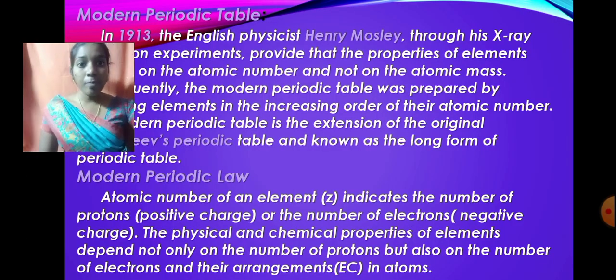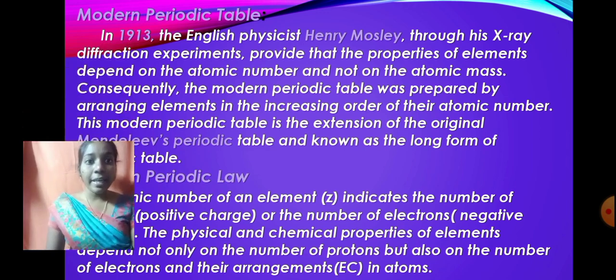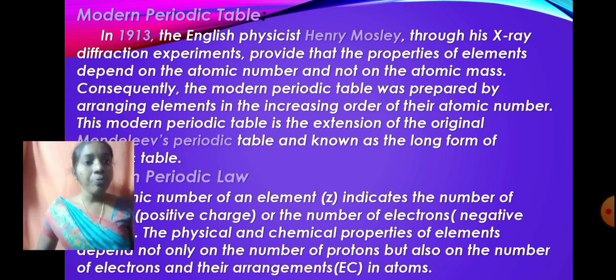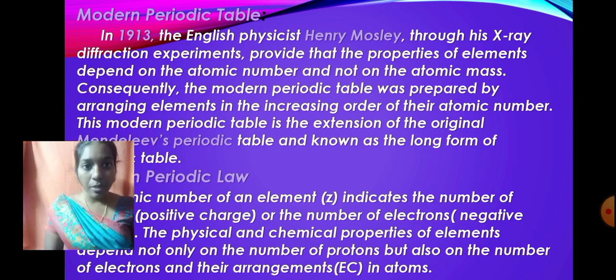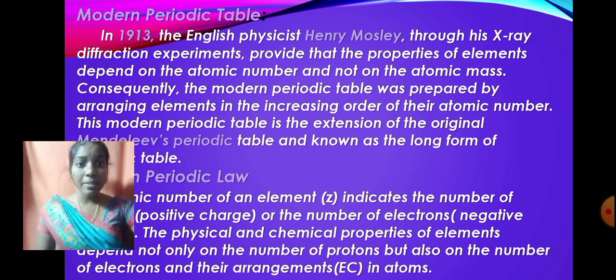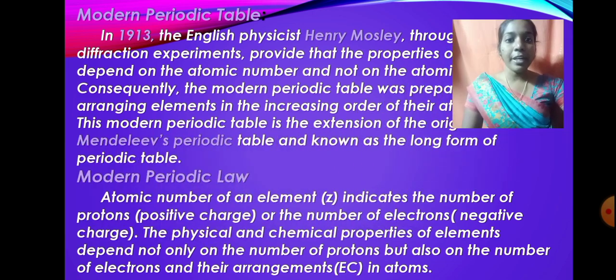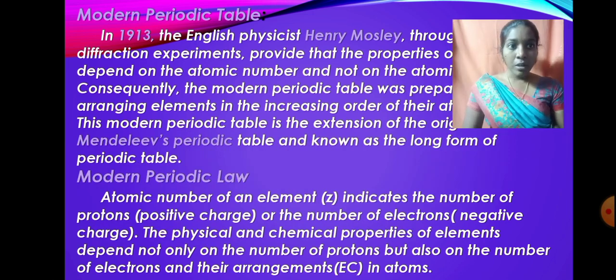Next, modern periodic table. In 1913, the English physicist Henry Moseley, through his X-ray diffraction experiments, proved that the properties of elements depend on the atomic number and not on the atomic mass. Consequently, the modern periodic table was prepared by arranging elements in the increasing order of their atomic number. This modern periodic table is the extension of the original Mendeleev's periodic table and is known as the long form of the periodic table.